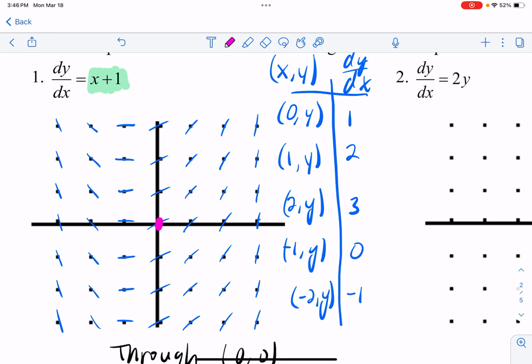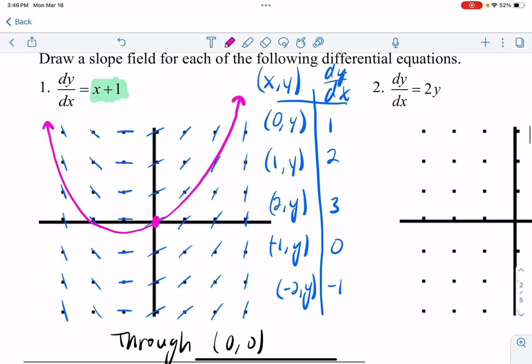Hopefully, you're seeing a parabola, right? We can kind of see the slopes are negative to the left, and then they go to 0. And then as x increases and we move to the right, the slopes go positive. So hopefully you're seeing that we have a nice parabola. So this would kind of be like our sketch of the graph through the slope field. You can see how those individual tick marks kind of guide the graph itself.